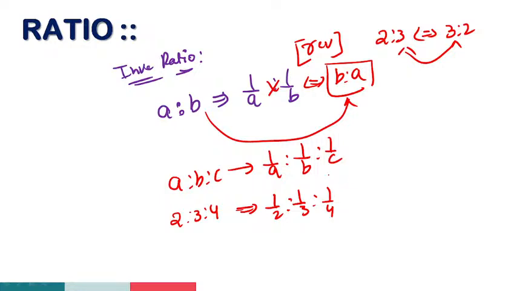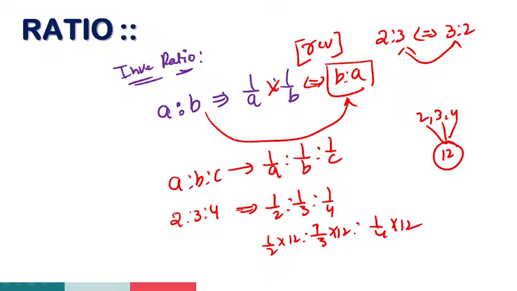So first, take 2, 3, 4. What is the LCM? LCM is 12. 12 is a multiple of 2, 12 is a multiple of 3, 12 is a multiple of 4. It is common for 3 numbers. That's why the LCM is 12. So 1 by 2 into 12 is to 1 by 3 into 12 is to 1 by 4 into 12.